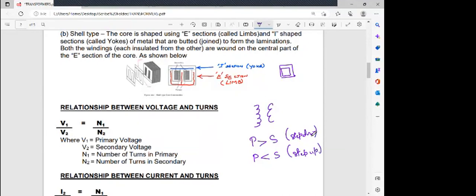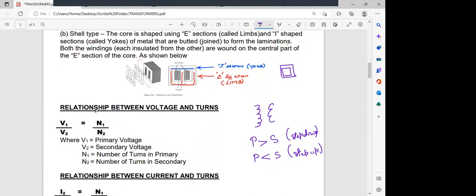And the relationship of the turns and voltages is this. Generally, in your written exams, you will be given some problems to solve, so you'll have to memorize this formula. V1 by V2 is equal to N1 by N2, where V1 is the primary voltage, V2 is the secondary voltage, N1 is the number of turns in your primary, and N2 is the number of turns in your secondary.